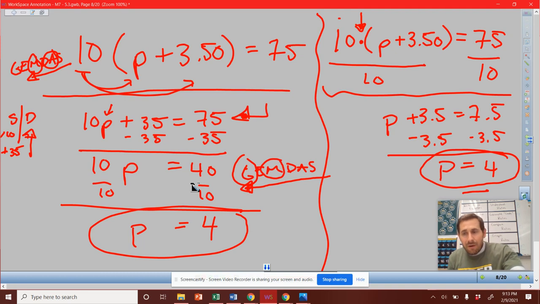So distribute it out first if you want, or just get rid of that multiplier on the outside of the parenthesis, get rid of that first. So different ways we can attack it, right? And I wanted to make sure you see both.